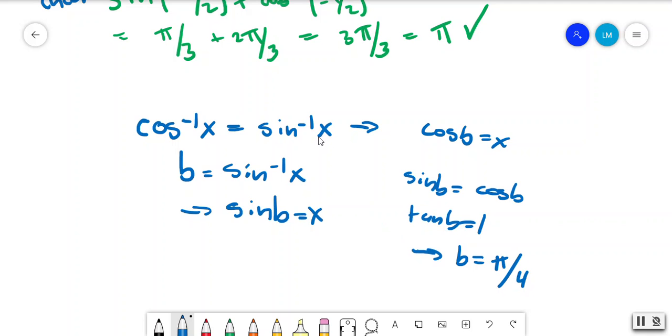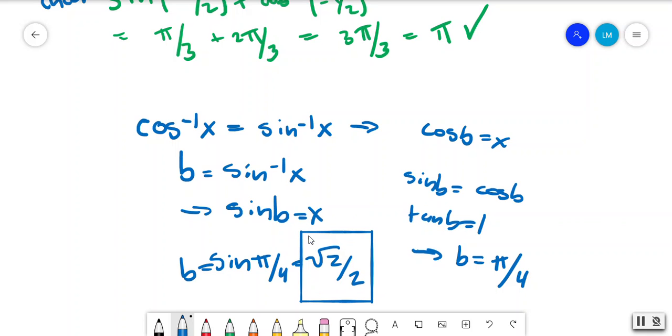So in that case, the value that gives you pi over 4 for b is actually x equals to, so you would have to backtrack, because then you'd say that b equals, well, you would have to say sine of pi over 4 equals root 2 over 2. So x is equal to root 2 over 2.